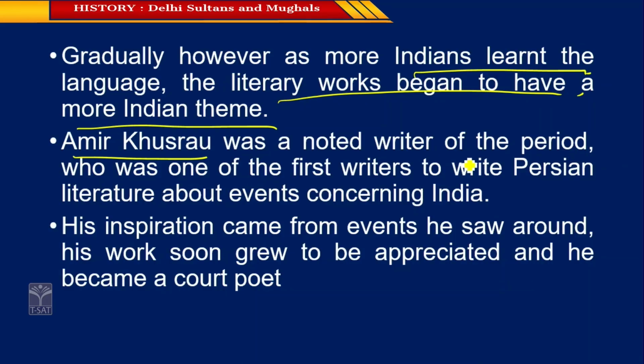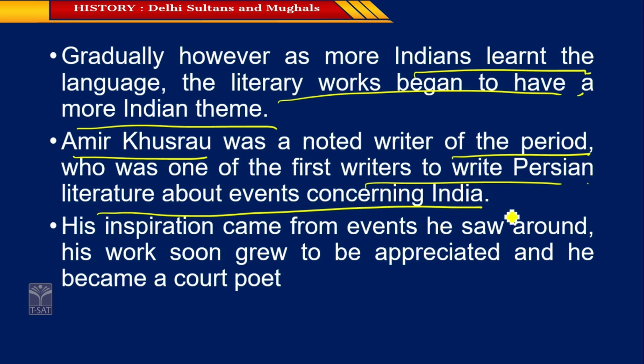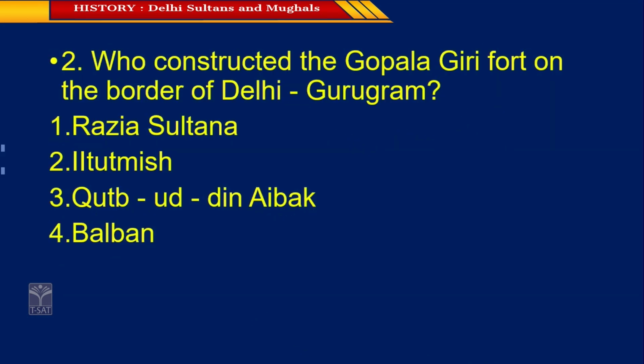For example, Amir Khusrau was a very noted writer of the Sultanate era. He was a literate, a philosopher, a writer, a contributor in art and culture. He was also a musician, and one of the finest writers to write Persian literature about events concerning India of the Sultanate period. About India of the Sultanate period, Amir Khusrau wrote a lot. His inspiration came from events he saw around his time. His poems and literary works talked about the kingdom, the achievements of the kingdom, the social practices, the people, all written in Persian.